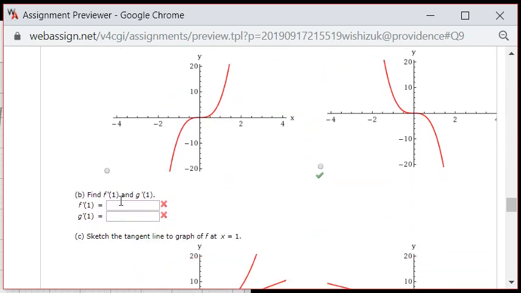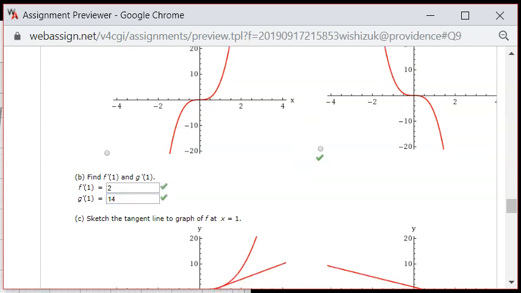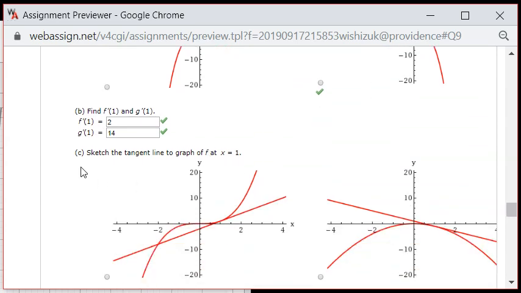Find f prime of 1 and g prime of 1. All right, so let's go ahead and take the derivative. So f was x squared, right? The derivative is simply 2x. And since we're plugging in 1 for x, this is going to be just 2. All right, and g is 7 times x squared, so the derivative is going to be 2 times 7, 14, so 14x. So 14 times x, but x is 1 in this case, so it's going to be 14. All right, let's check the answer. I came back and we got part B correct. All right, let's move on to part C.